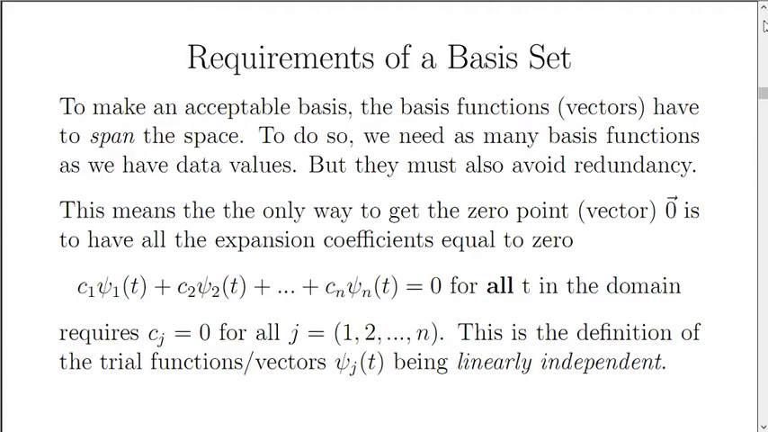This means that the only way to get the 0 point, or the 0 vector, is to have all the expansion coefficients equal to 0. In other words, if the sum of coefficients times basis functions is equal to 0 for all times in our domain, that is the times of observation, that requires that the coefficients have to all be 0. This is the definition of the trial functions, trial vectors, being linearly independent. So, to have a good basis set, we have to have as many basis functions as we have data points, and all the basis functions have to be linearly independent.